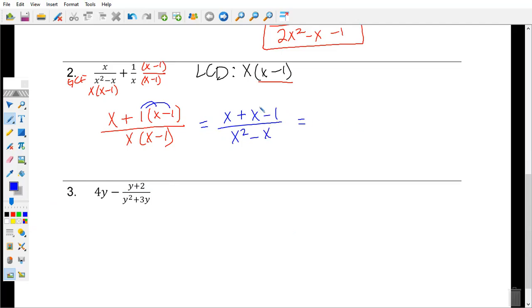Combine like terms. Our like terms are x and x, which makes 2x. It becomes x squared when you multiply, but when you're adding, it becomes 2x. All over x squared minus x. There's nothing I can simplify. There's nothing they have in common. So this is my sum.